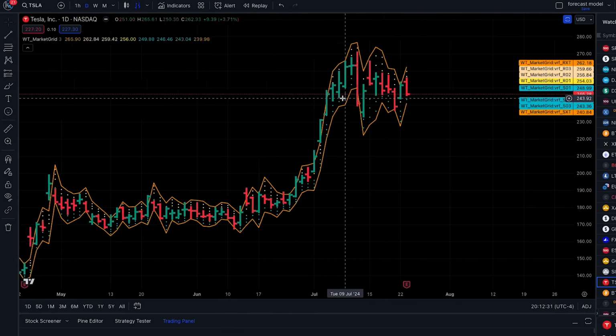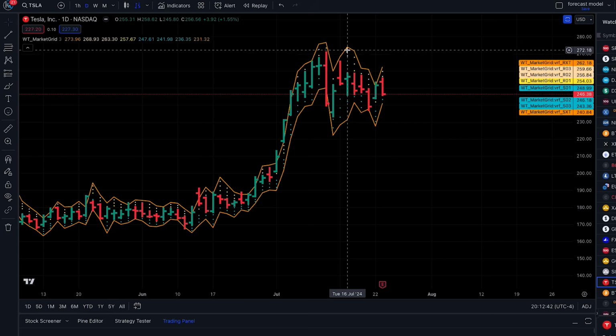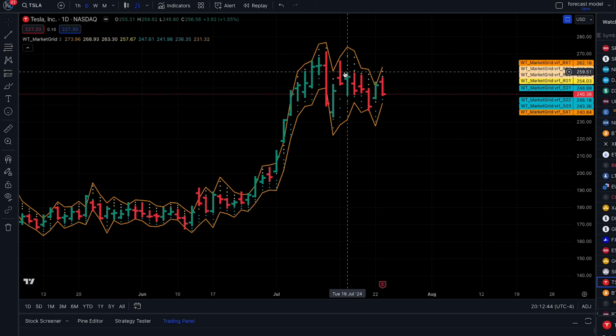Here's how it works in simple terms. The market grid is designed to show you projected price ranges for the next period, be it a minute, hour, day, etc. It plots levels on your chart that indicate where the price is likely to find a support, a floor, or resistance, a ceiling. These levels are based on historical price data and statistical calculations, which Bob fine-tuned over decades.